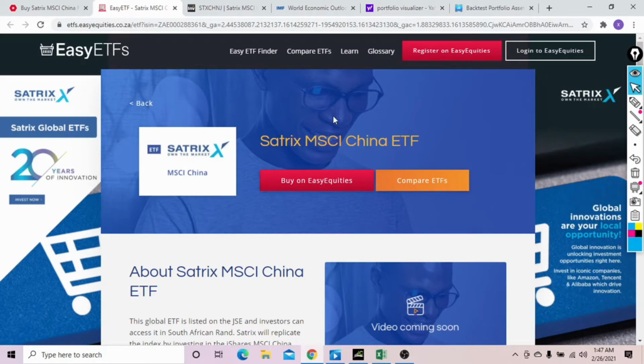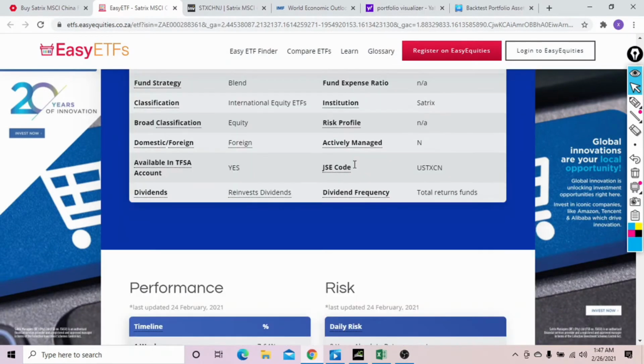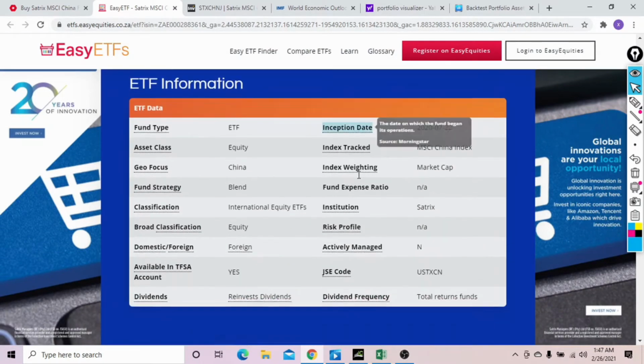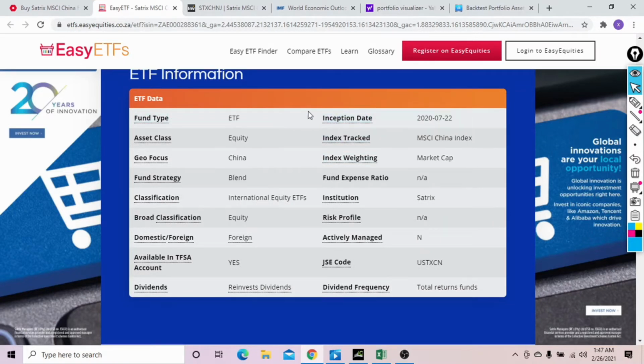Because this one here on Easy Equity was only actually started in 2020. I will show you that. If you check the inception date, this fund type, it only started in 2020 on the 22nd of July. That was 07 July. So it's still new. I don't think it even has a year so far. It's still new. It does not even have a year in existence.